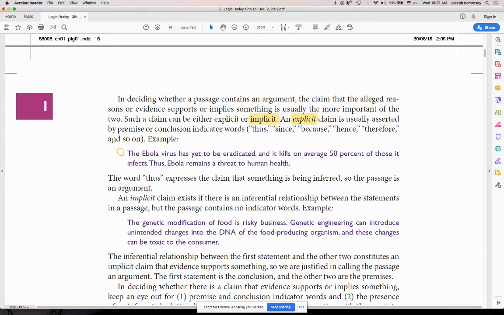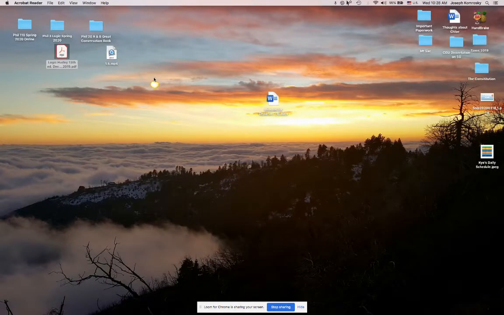The Ebola virus has yet to be eradicated, and it kills on average 50% of those it infects. Thus, Ebola remains a threat to human health. Thus, that's a trigger word. Is that a premise trigger word or a conclusion trigger word? Conclusion trigger word. So, and again, this should be a review.